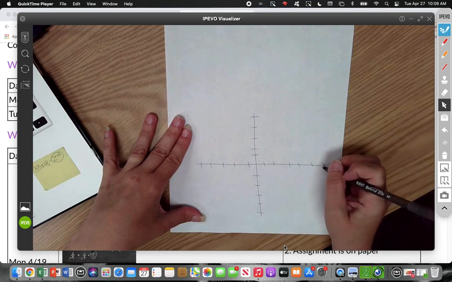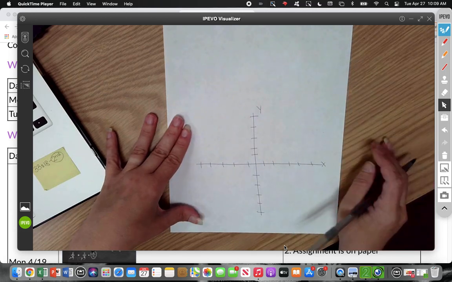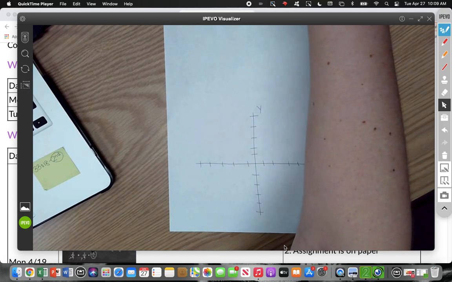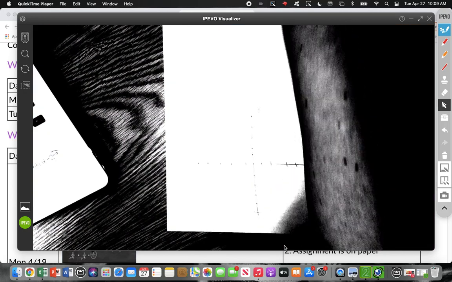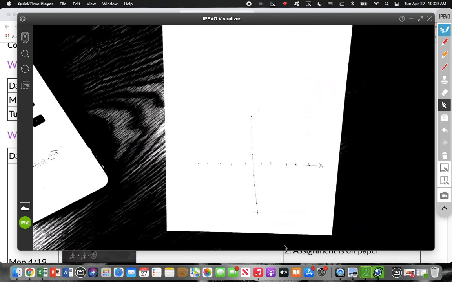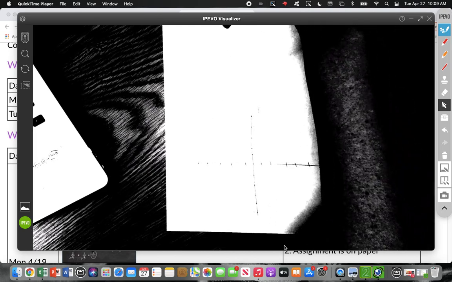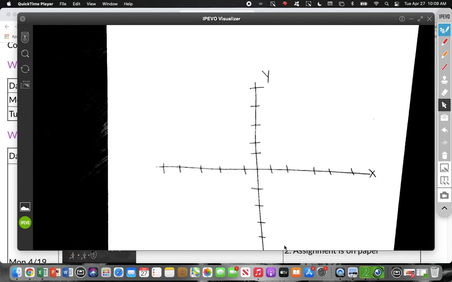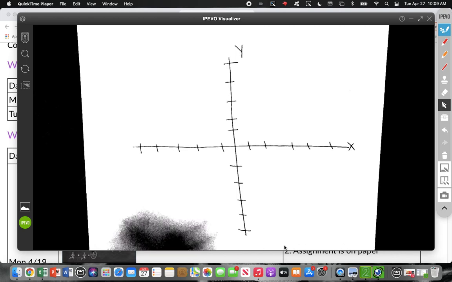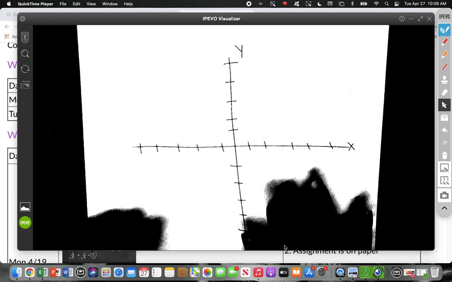All right, so we've got our x-axis and our y-axis. So we are going to pretend like we have... Is that going to focus? All right, does that look a little better? All right, so we have an x and a y-axis. Now you are going to be given equations.